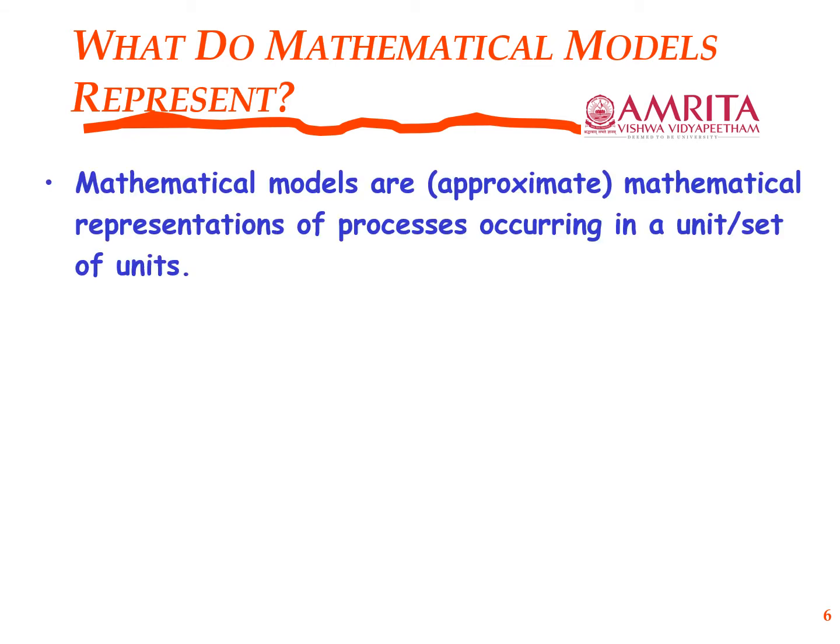Mathematical models are approximate mathematical representations of processes occurring in a unit or a set of units. So if you are writing a mathematical model for a single unit, like for example, the atmospheric crude distillation unit, this set of equations that we saw represent, of course mathematically, because these are equations, the processes that are occurring in that atmospheric crude distillation unit. What is the basic process that occurs in the CDU?